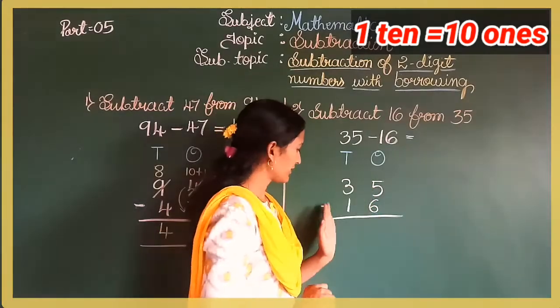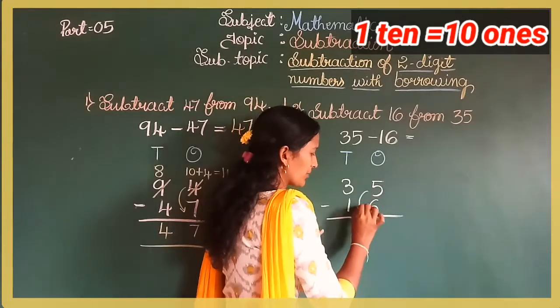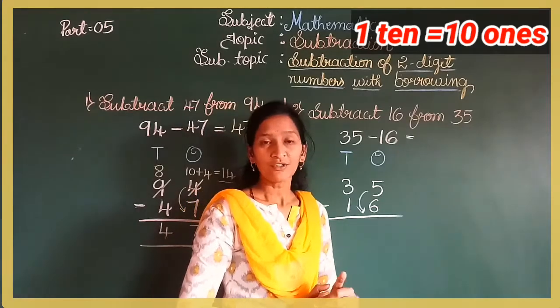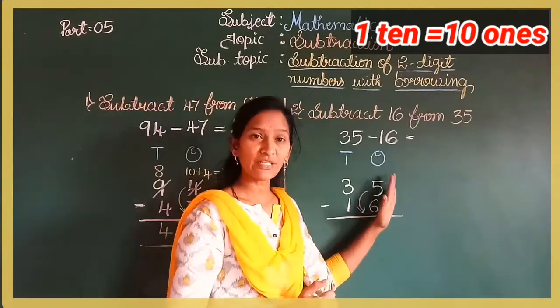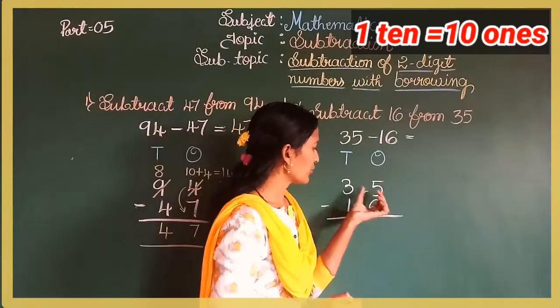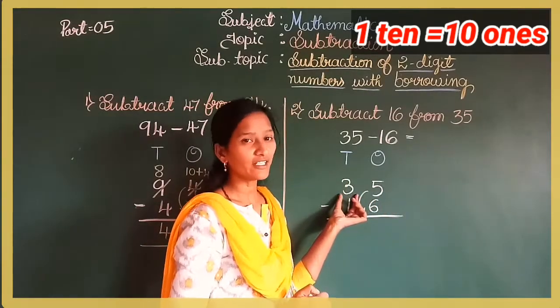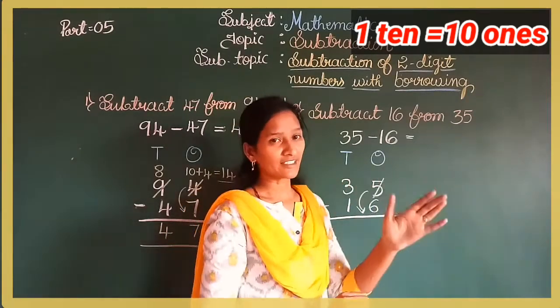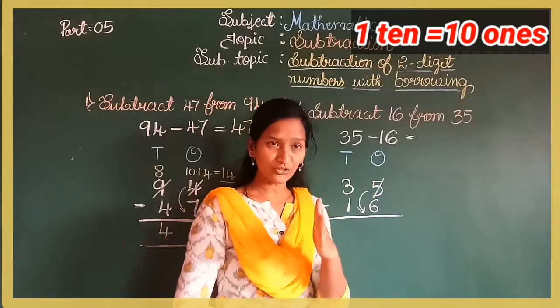What is 5 minus 6? 5 minus 6, it is not possible to subtract, right? So you have to take a borrow from its next place value. Yes, here 5 will borrow 10 from the tens place number. Okay. So 10 is nothing but 10 ones. Already you know that, right?